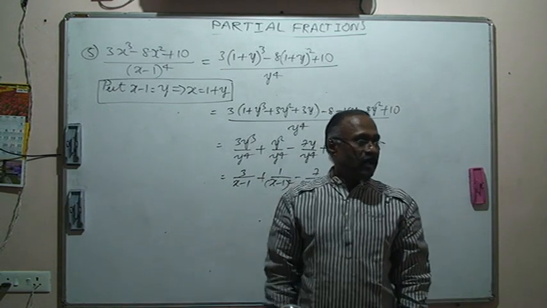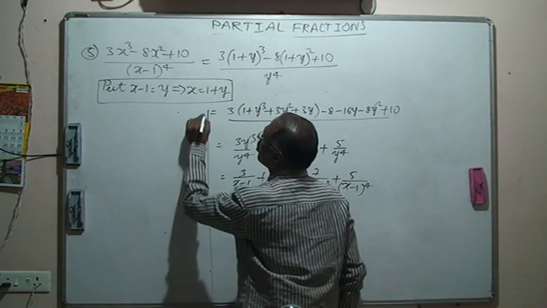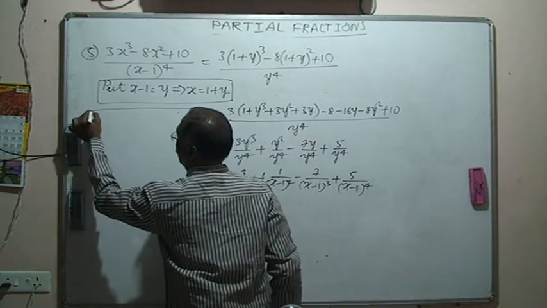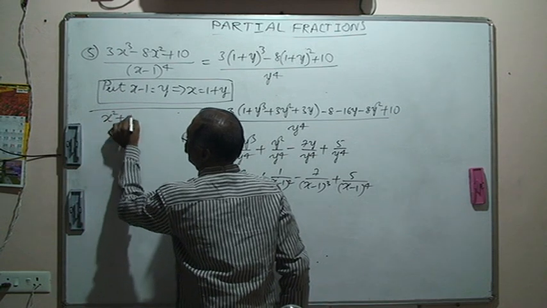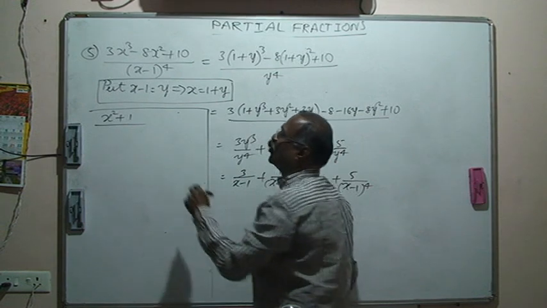Now, let us see another model. (x² + 1) divided by (x² + x + 1) whole square.